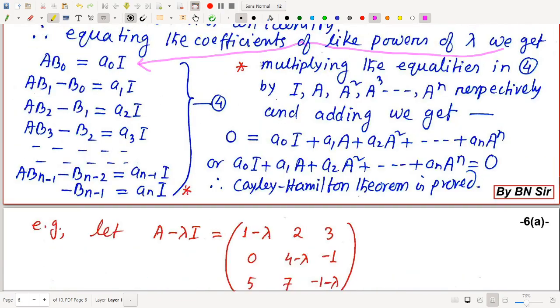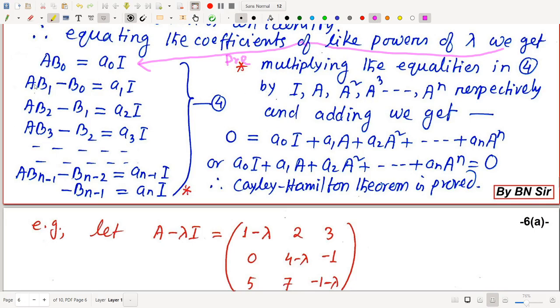Now, multiplying the equalities in number 4 by I, A, A square, A cube, dot dot dot, A to the power N: first one by I, second one by A. Let us pre-multiply. Better we use the word pre-multiplying, pre-multiplying the equality by this.